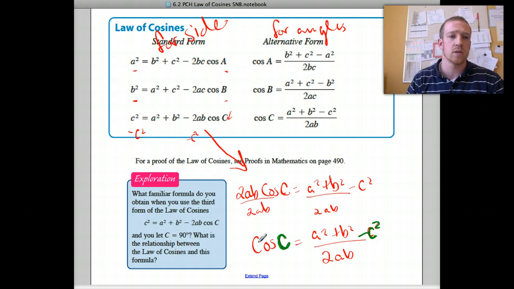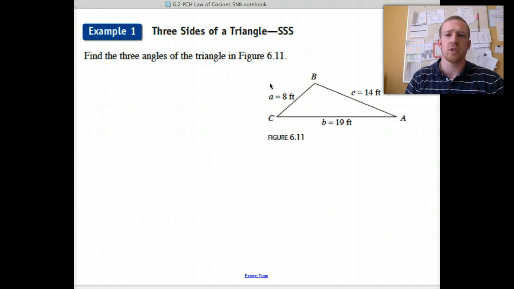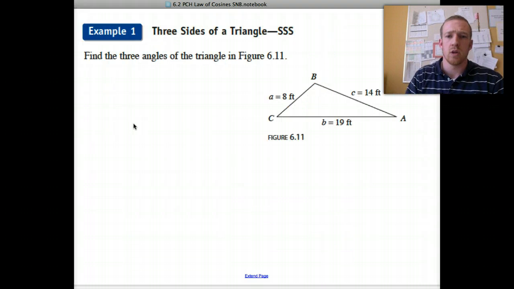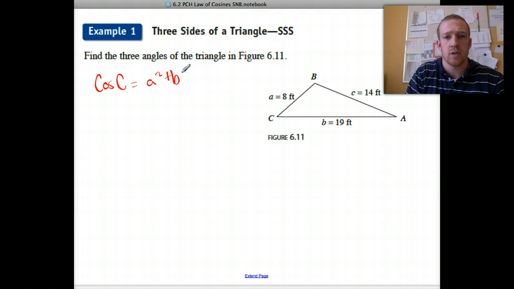Alright, so let's do it here. So this is our side case. So we're obviously looking for the angles. Because we're looking for the angles, we're going to want to use this second alternative form. So we're going to use one of these. I'm going to start with angle C. So if I want to find angle C, I use the alternative form. That gives me cosine of angle C equals a squared plus b squared minus c squared over 2ab.